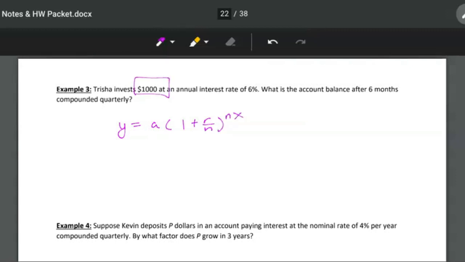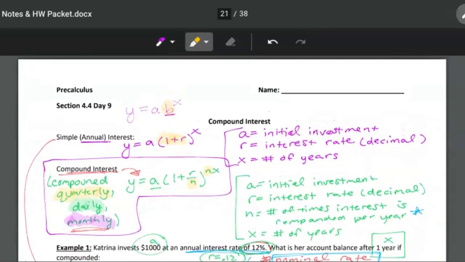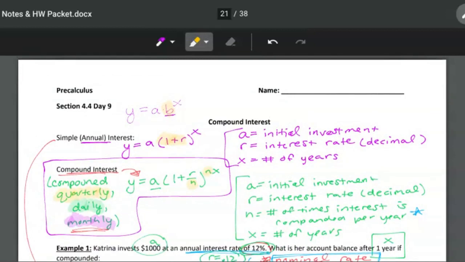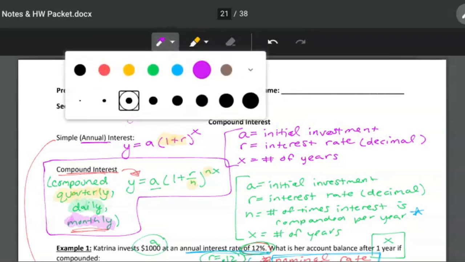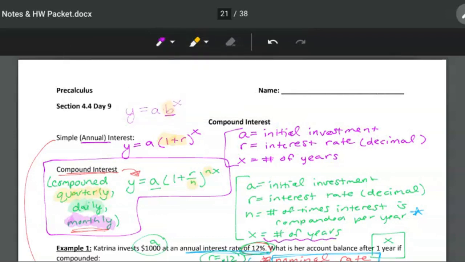All right, so the 1,000 is going to be our a value. The 6% means r is 0.06. The account balance after 6 months. We said that the x, if you go back to what does x represent? All right, x is the number of years right here. And of course, it won't let me underline it. Yeah, x is the number of years.